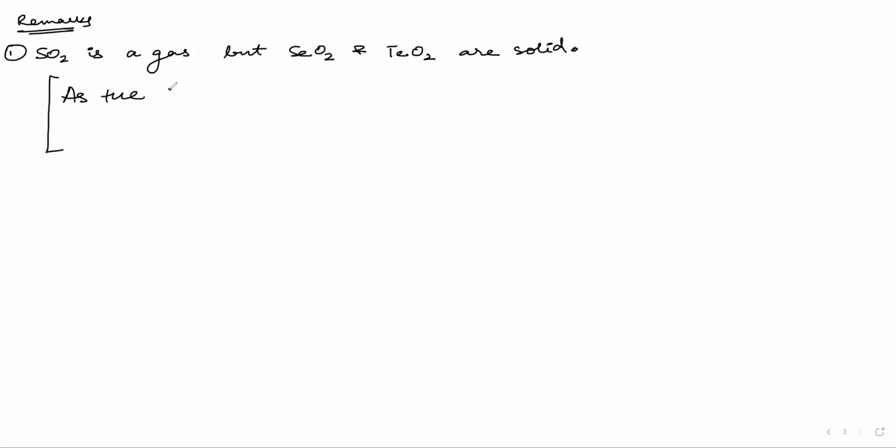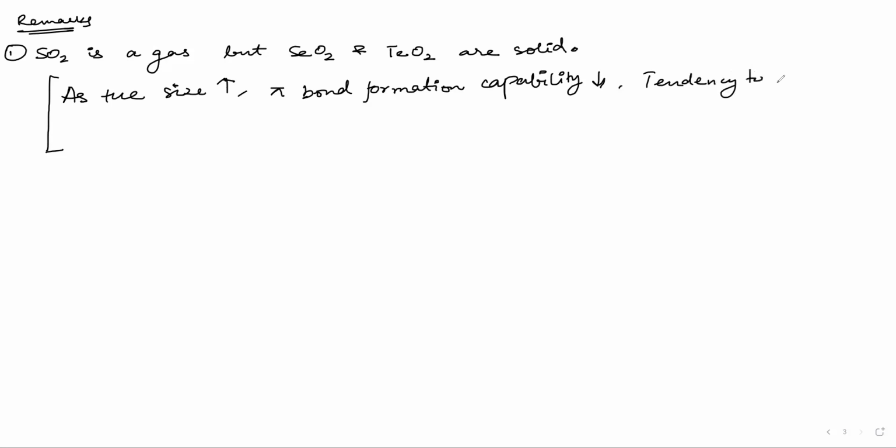As the size increases, pi bond formation capability decreases, tendency to polymerize increases. So write this in bracket like this.